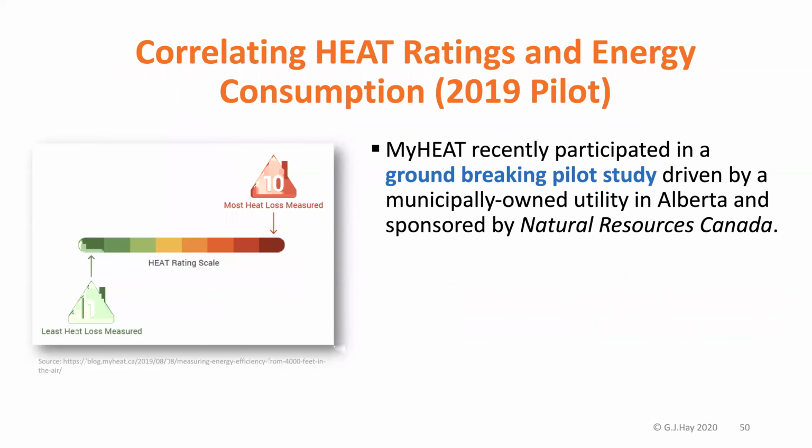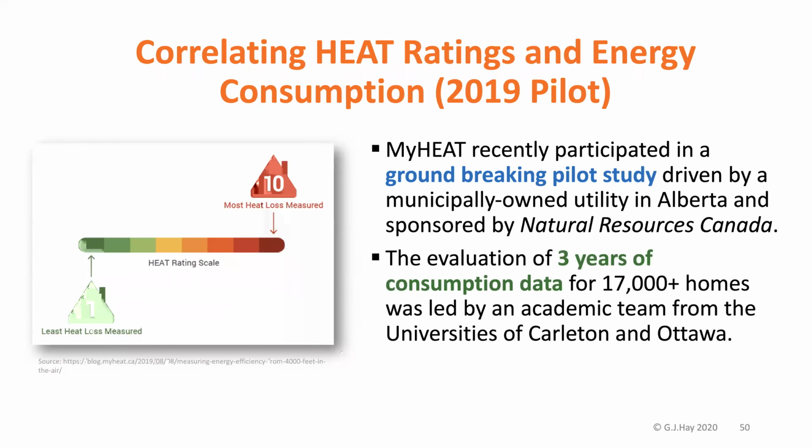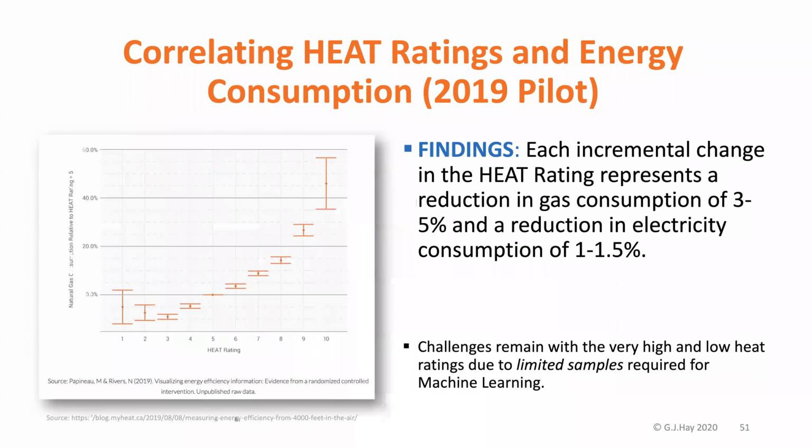So as part of that, something that's really great that we've recently done, in 2019, we created a pilot project that was driven by a municipally owned utility in Alberta, and it was sponsored by Natural Resources Canada. And our goal was to evaluate 3 years of consumption data and compare it for 17,000 homes with our heat loss metrics that we've created, our heat scores, our heat ratings. That portion was led by an academic team from the University of Carleton and Ottawa. And what they found was each incremental change in our heat rating from 1 to 10 represents a reduction in gas consumption of 3 to 5% and a reduction of electricity consumption of 1 to 1.5%.